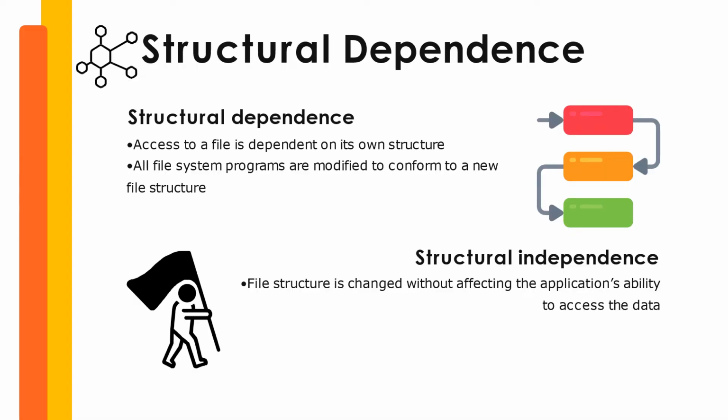Now let us talk about structural dependence. Structural dependence means that access to a file is dependent on its own structure. This means that all file system programs are modified to conform to a new file structure. On the other hand, we say that we have structural independence if the file structure is changed without affecting the application's ability to access the data.